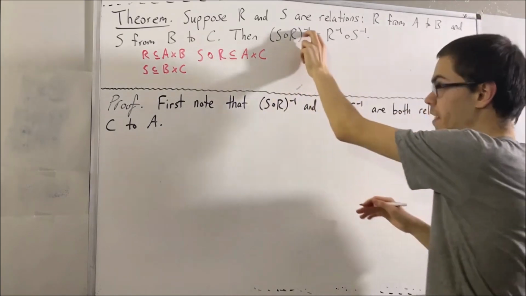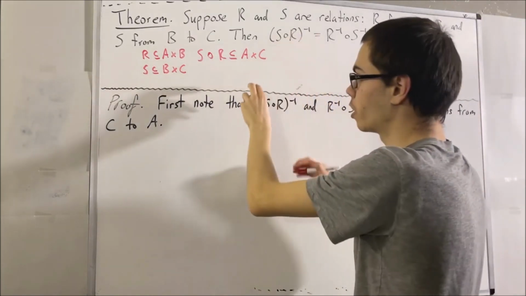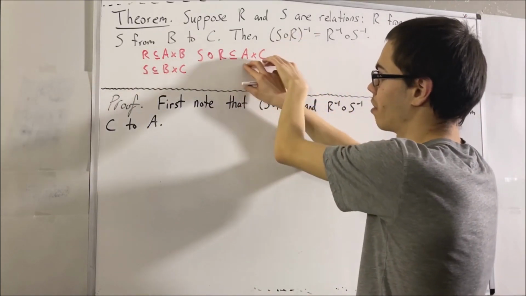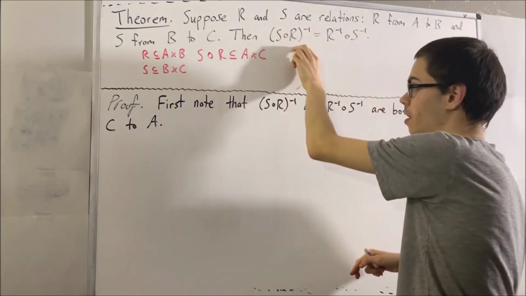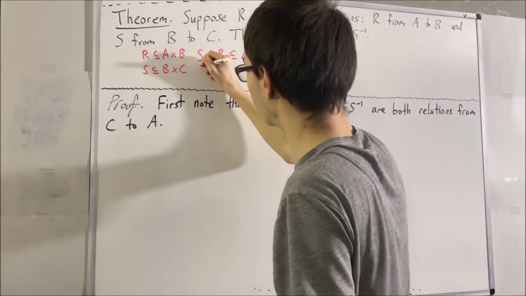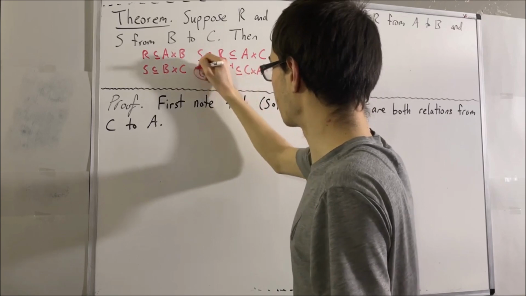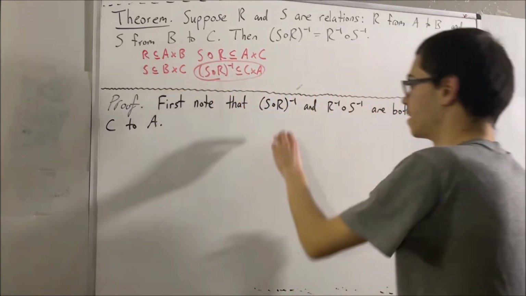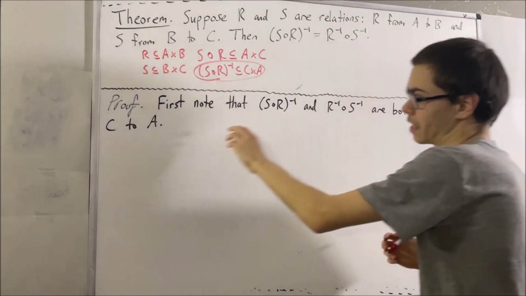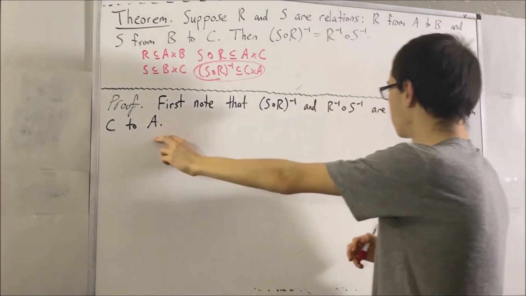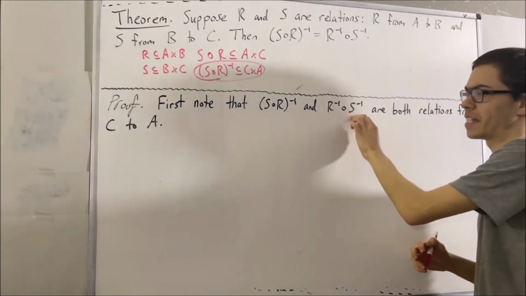Now, if we take the inverse of S compose R, if you recall, that's just going to swap A and C around. So we get that the inverse of S compose R is a relation from C to A. So as we can see, the inverse of S compose R is in fact a relation from C to A. Okay, so then what about R inverse compose S inverse?